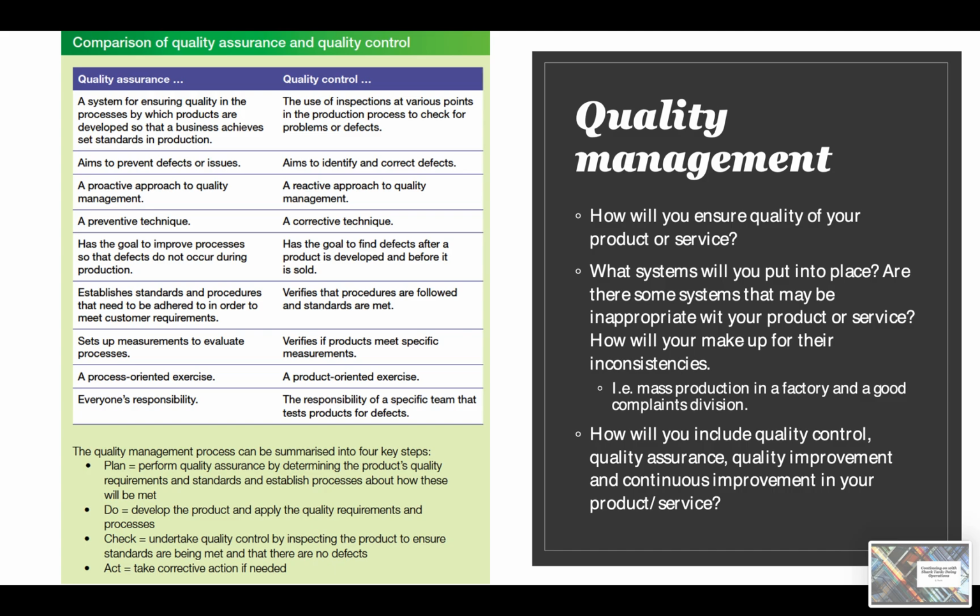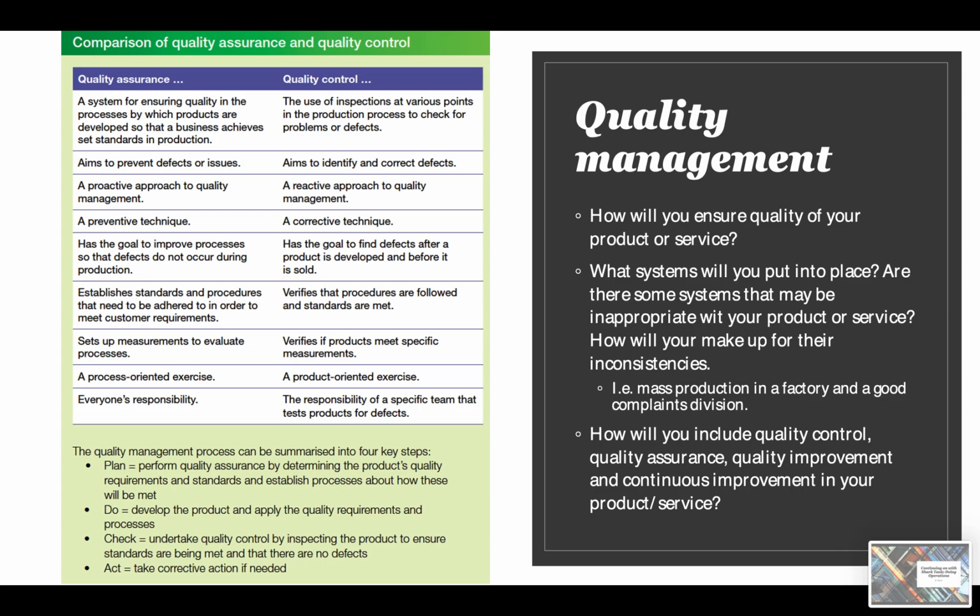So what do they have? Well, they have a very good complaints division in which it's very easy for the customer to get a hold of that product provider and say, look, your product is of terrible quality, it's broken, whatever. And then that business can provide a replacement, and that's their version of quality control and quality management. Okay? And also, how are you going to include quality control, quality assurance, quality improvement, and continuous improvement in your product and service? Do you have to include all four of those in your report? No, but I want to see that you're thinking about this quality management though.